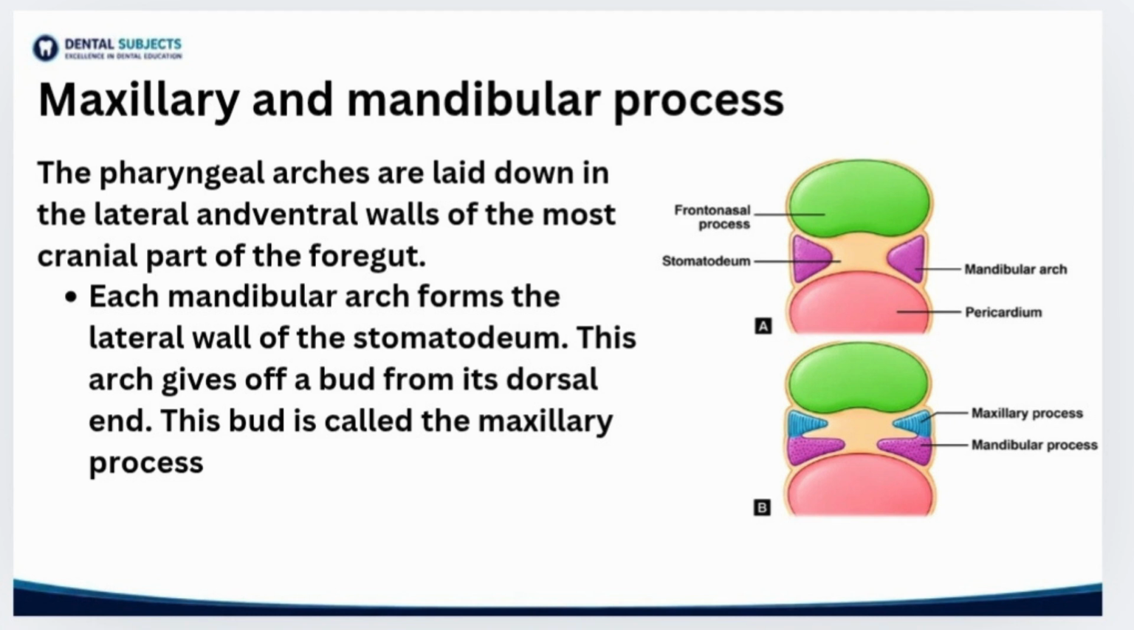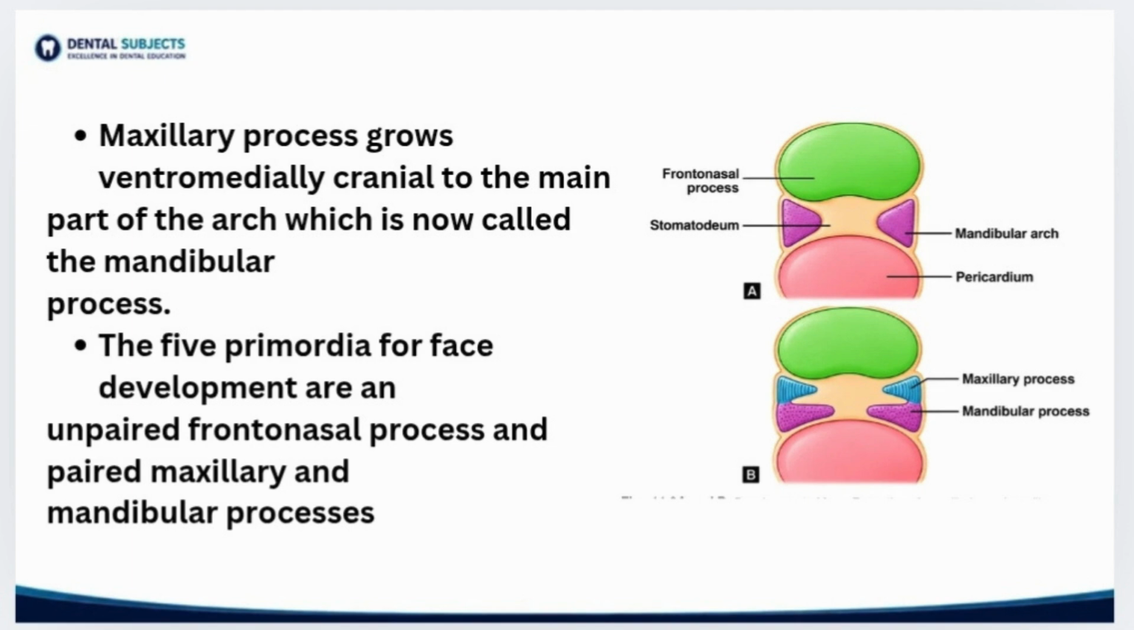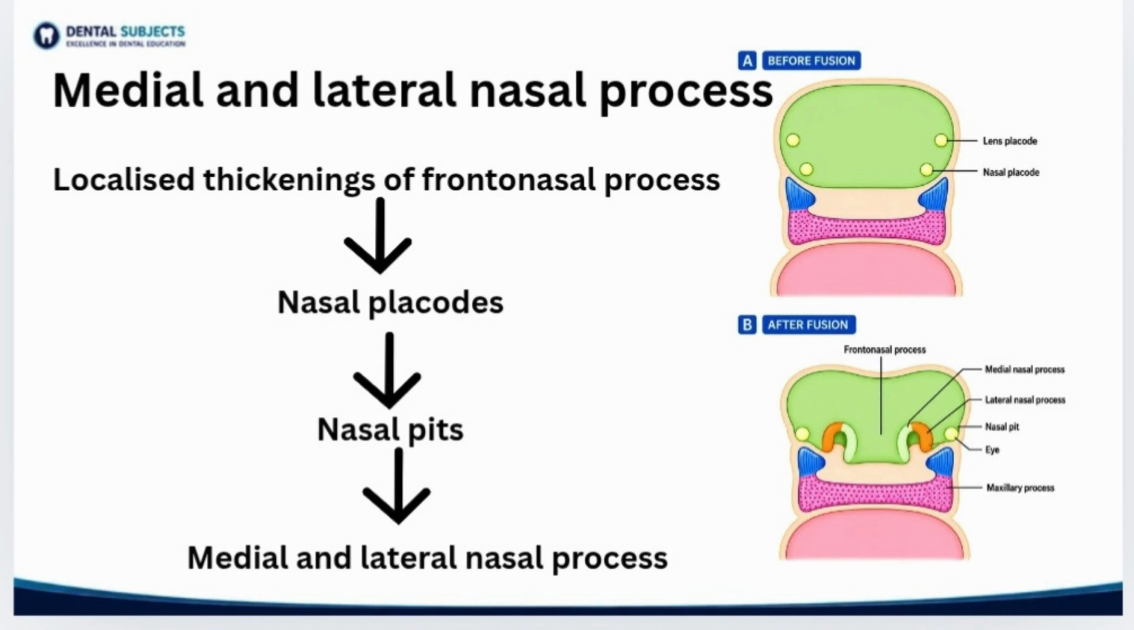When this mandibular arch gives off a bud, that is known as the maxillary process. That is, the bluish area is the maxillary process. When the maxillary process grows ventromedially, it forms the mandibular process. These three processes, that is the frontonasal process, maxillary process and the mandibular process, are very important in the face development.